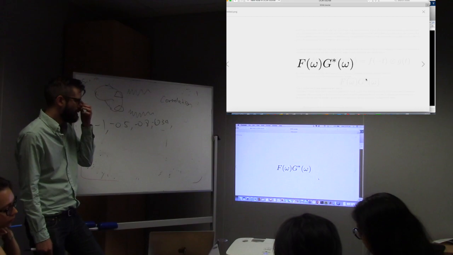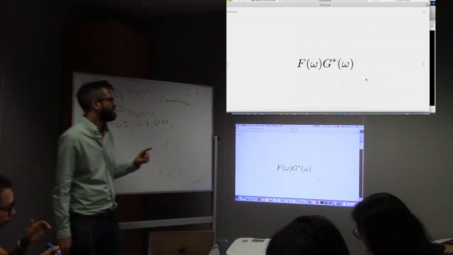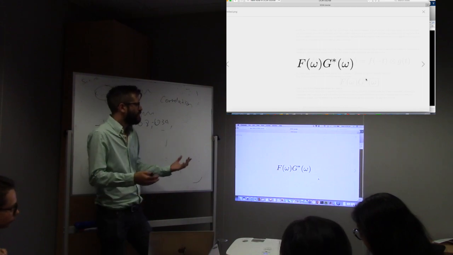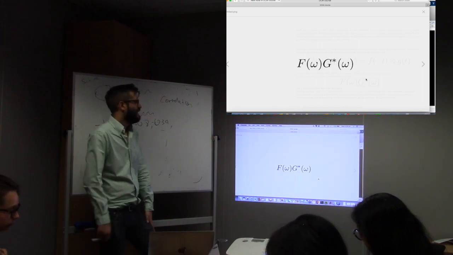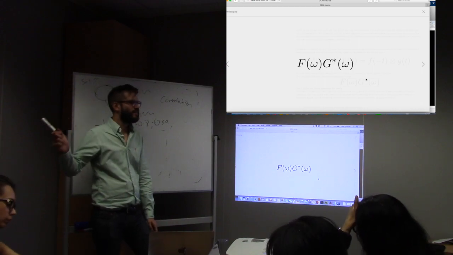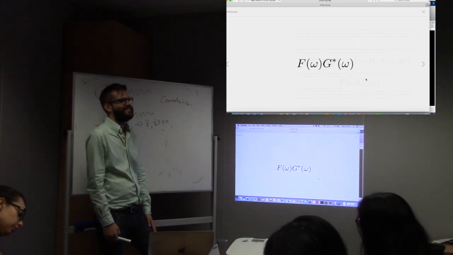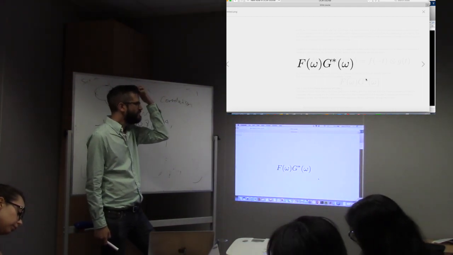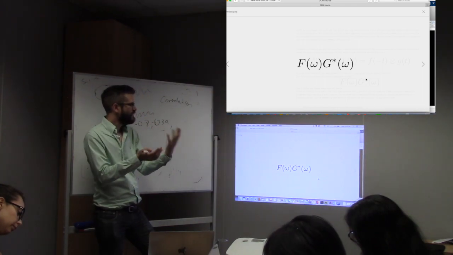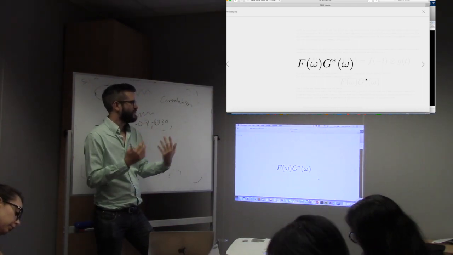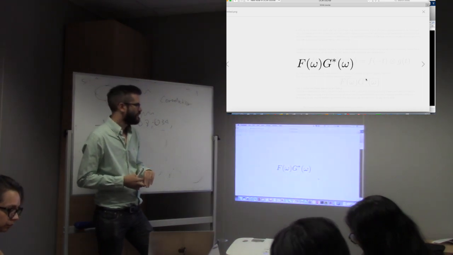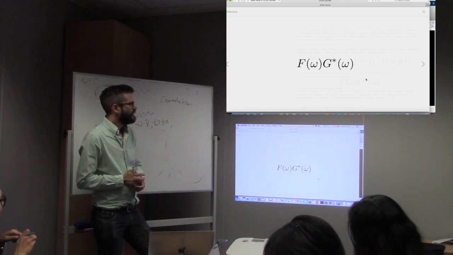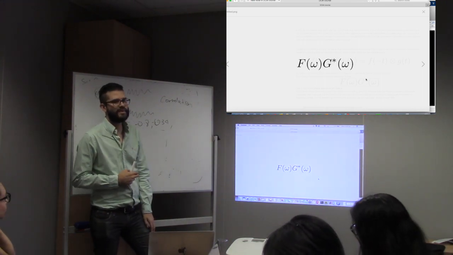Okay? So this gives you the cross-covariance in frequency space. And this is called the cross spectrum. This is the cross spectrum between f and g. So this gives you the information of the frequency space of this signature that we had before. Okay, and this is what DCM calculates between two regions.